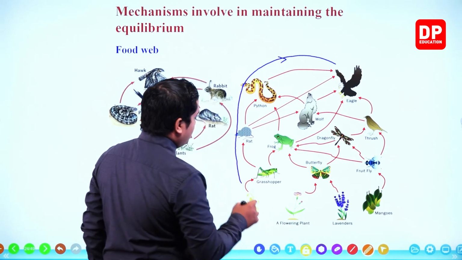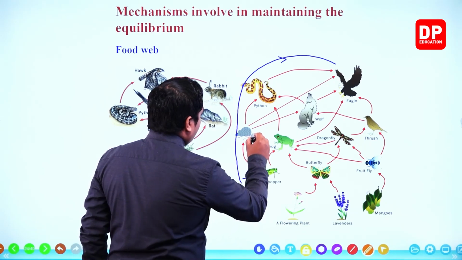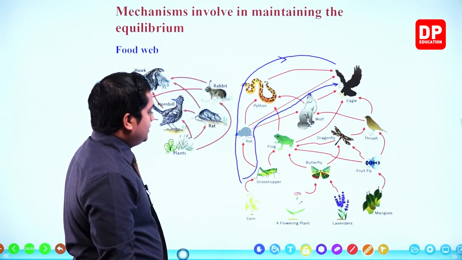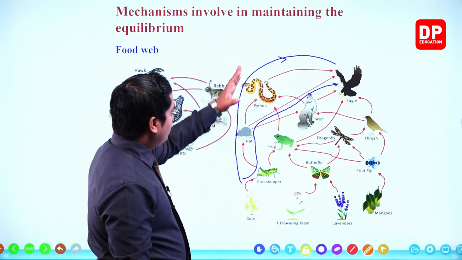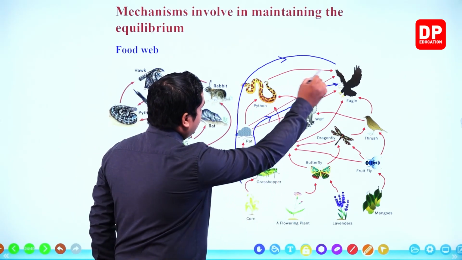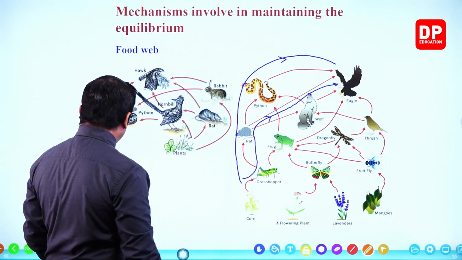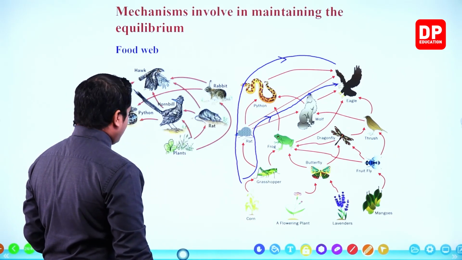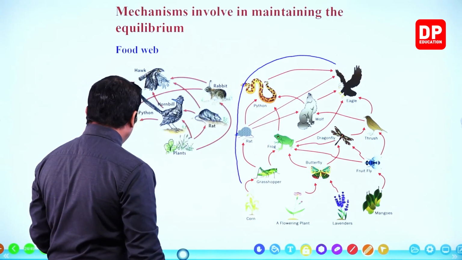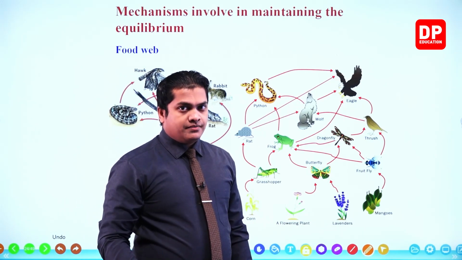I'm going to show you another one, starting from corn to grasshopper to rat to the eagle. Then there are two different food chains from here to here. Corn, grasshopper, rat, then the eagle. Corn, rat, python, and the eagle. See, these things are referred to as food chains, my dear children. One single pathway which the energy is going to transmit is called a food chain. This is a food chain.